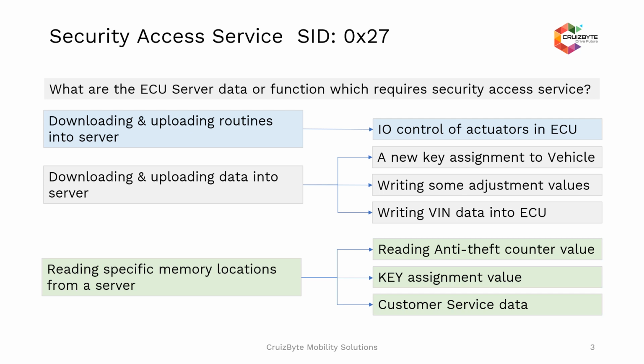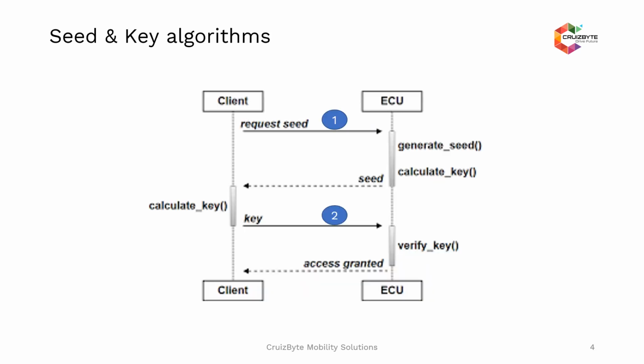And the specific security mechanism in the ECU is called the seed and key algorithm, or you can say this is one of the mechanisms of performing handshaking between the client and the server, the ECU.